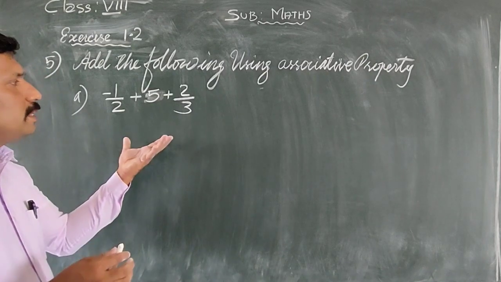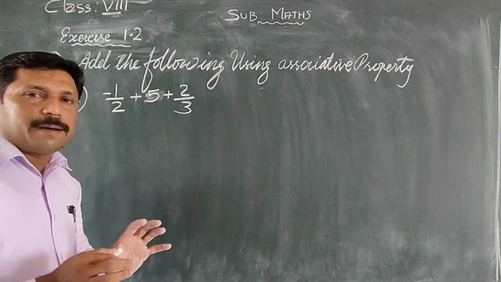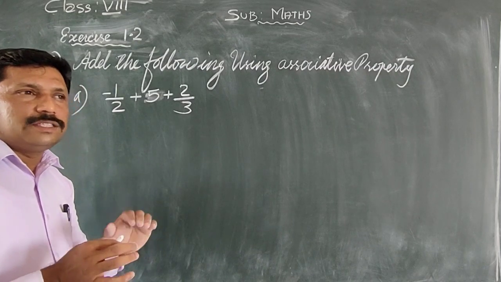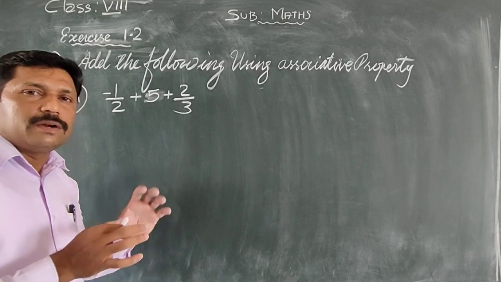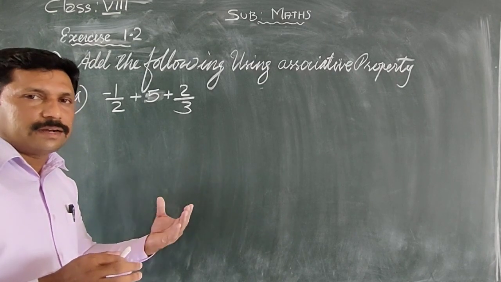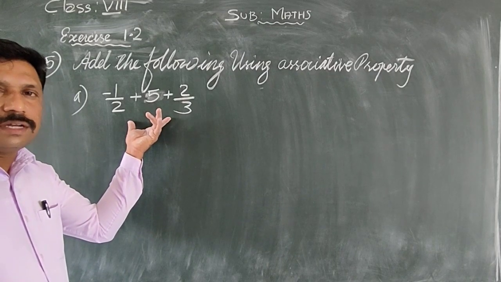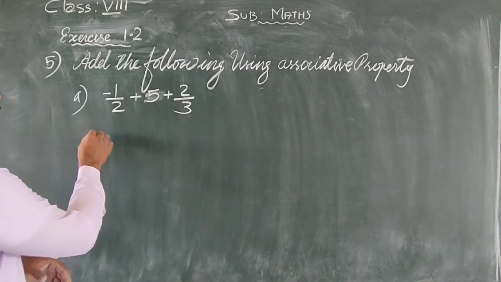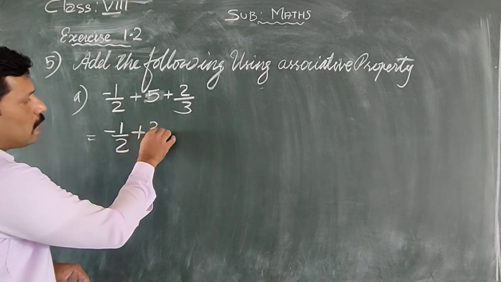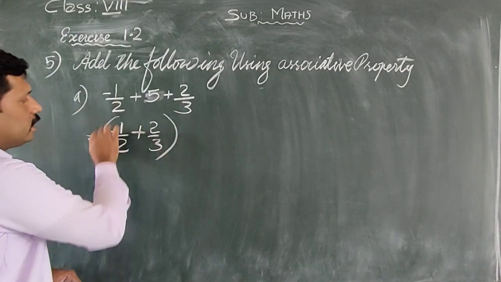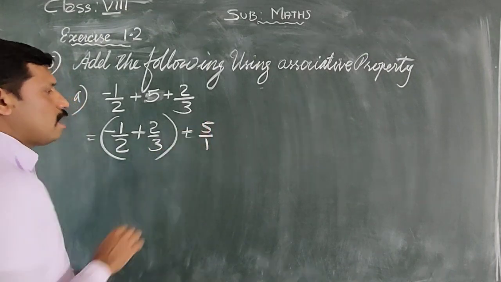So any two numbers we group inside the bracket. When we group the numbers, make sure that we choose the easiest way, because we are using the property in order to make the addition easier. So which way, if we arrange these numbers, the addition will be easy. So here we arrange this negative 1 upon 2 plus 2 upon 3 in a bracket, and then 5 we arrange outside.